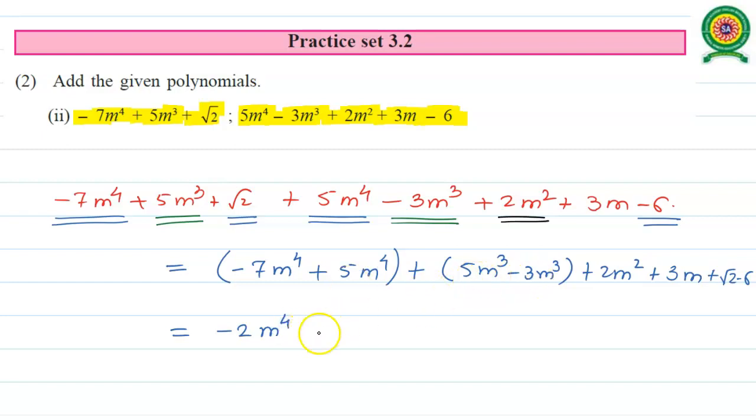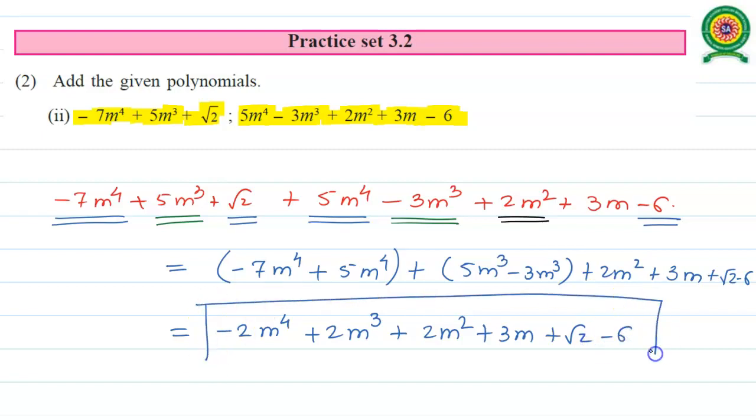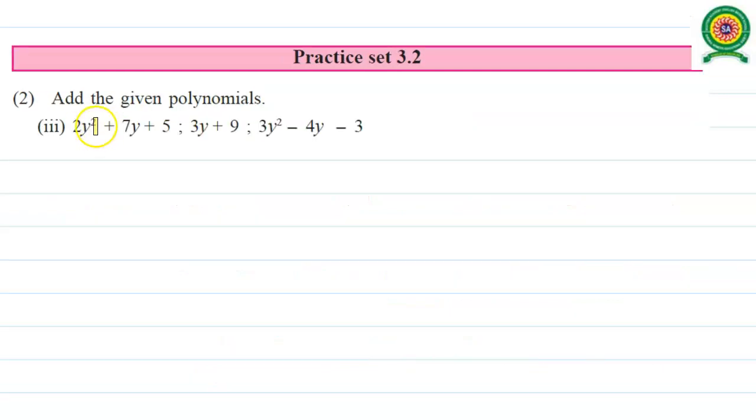Now 5 minus 3 becomes 2, so we get 2m cube as it is, plus 2m square plus 3m plus root 2 minus 6 as it is. So that's our final answer for the addition of the given polynomials. Look at the third sub question. We have to add the polynomials.